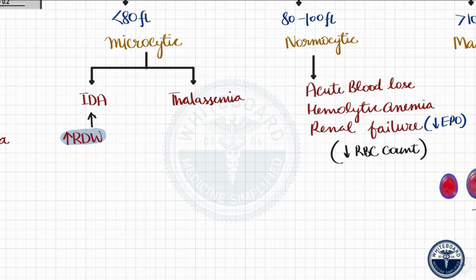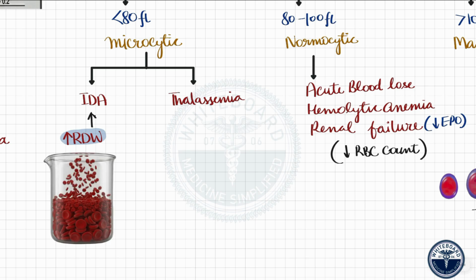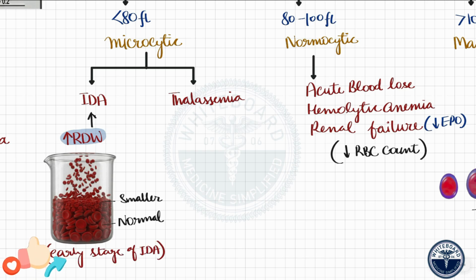As in the early stage of iron deficiency, most of the circulating RBCs are still normal in size. However, the newly produced RBCs become smaller due to developing iron deficiency. As a result, you see a wide variation of cell size, which leads to increased RDW in early stage of iron deficiency. So high RDW and low MCV suggest iron deficiency anemia.